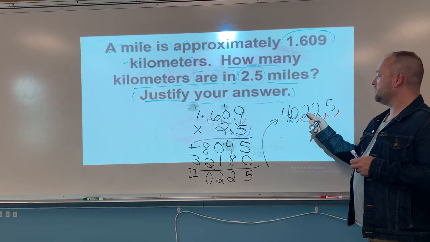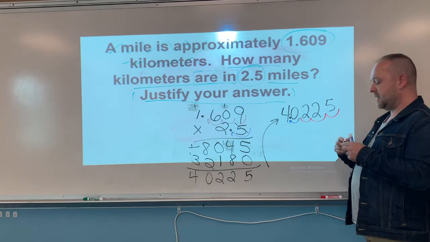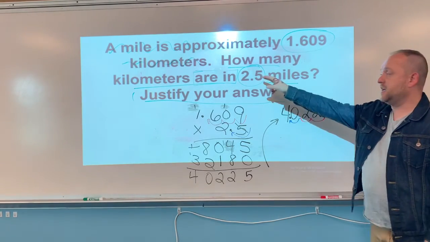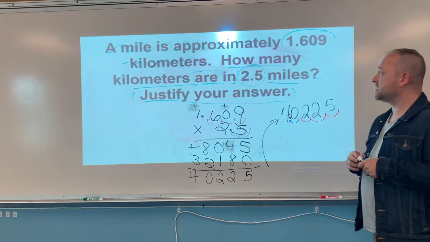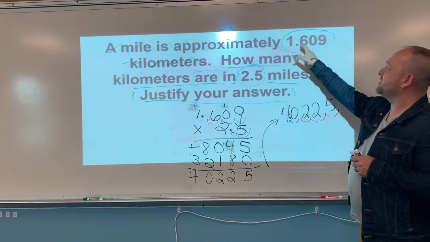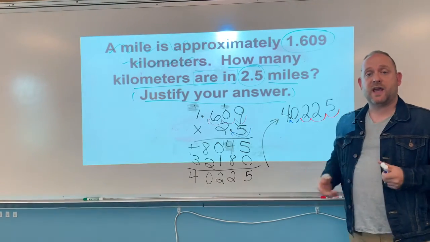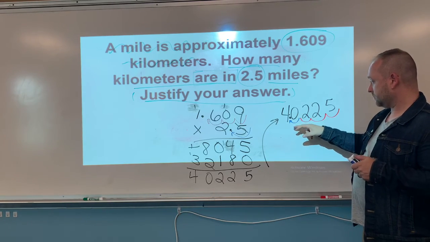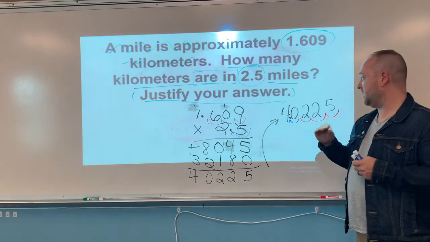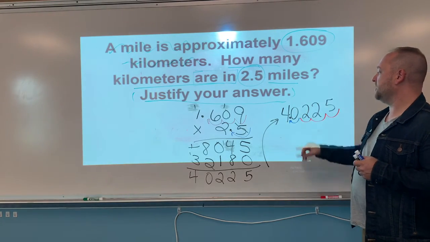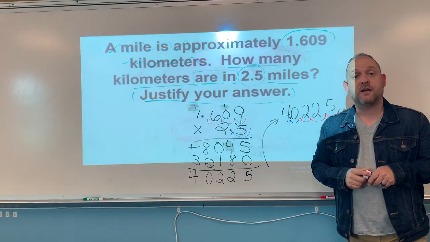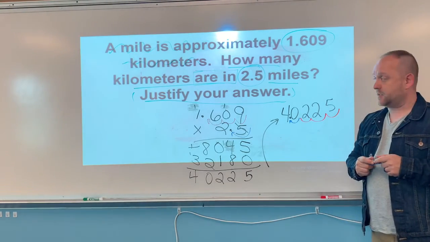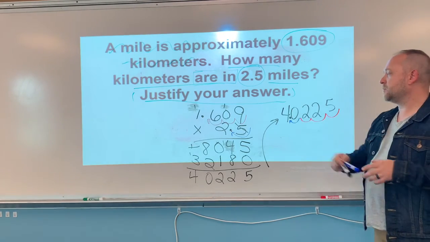4 and 225 ten thousandths kilometers in 2.5 miles. Now this makes way more sense because this is somewhere around 2.5 and this is between 1 and 2. Now I know 2.5 times 2 would actually give me 5, but because this is a little bit bigger, my answer is going to be in between that and 2 times 1, which would be 2. 4 falls right in between 2 and 5. So we should be good to roll with that being a reasonable answer. There you go. That's why it would be reasonable.